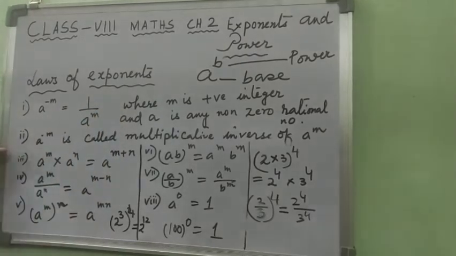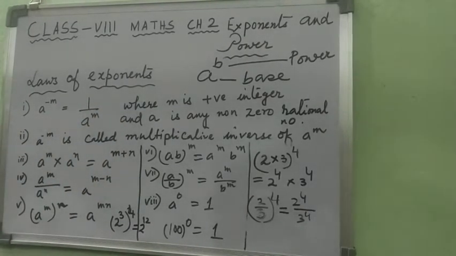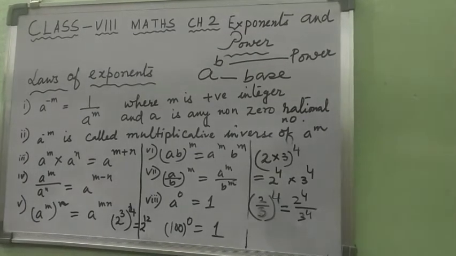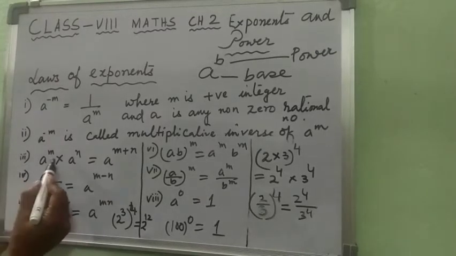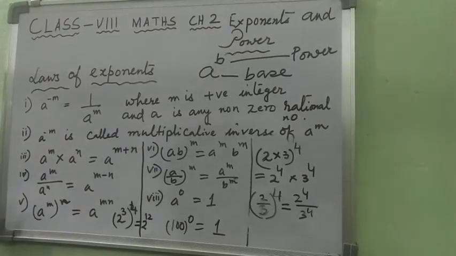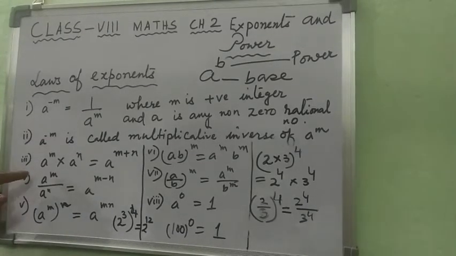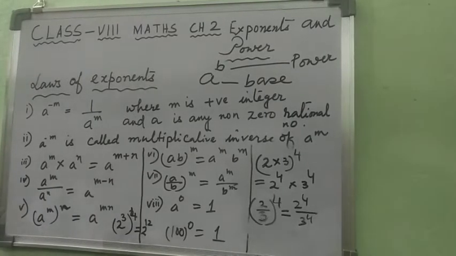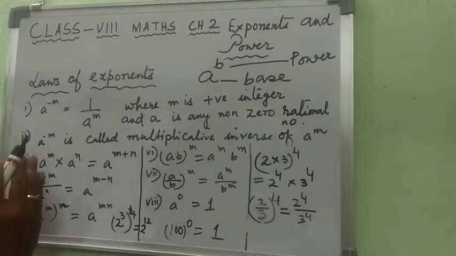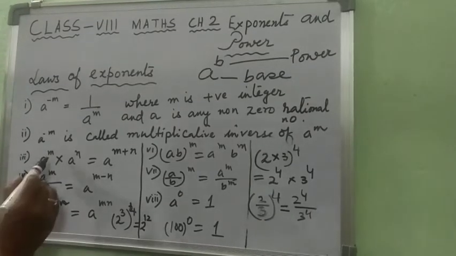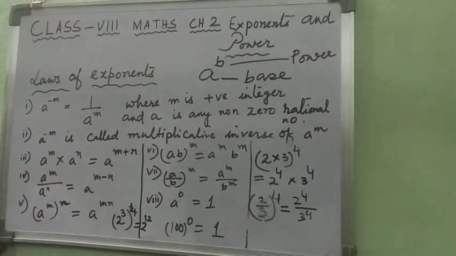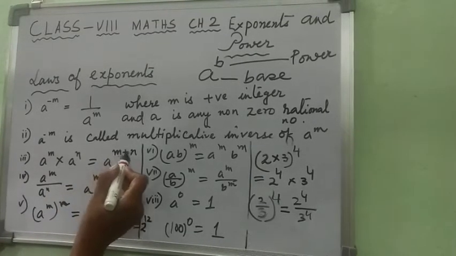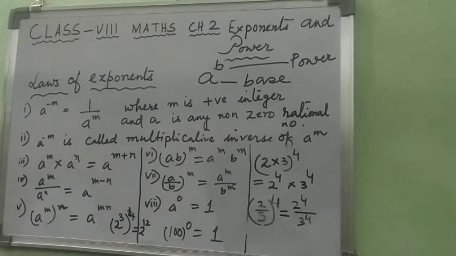Second law of exponent: a to the power minus m is also called the multiplicative inverse of a to the power m. Now here, third law: a to the power m into a to the power n. a is the base, and m and n are the two powers. Now the base is the same and the power is different. In the case of multiplication, when the base is the same and the power is different, it equals a to the power m plus n, which means the powers will be added.